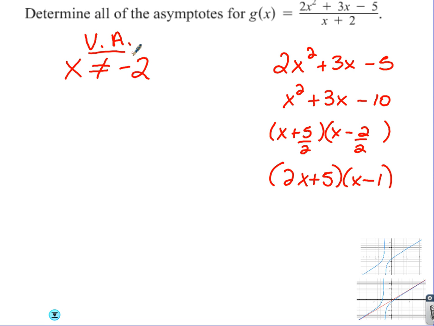What kind of horizontal asymptote do we have? Notice the degree of the top is bigger than the degree of the bottom. So what kind of horizontal do you have? None. But since you don't have a horizontal asymptote, more than likely you're going to have what's called an oblique asymptote. Here's how you find oblique asymptotes.